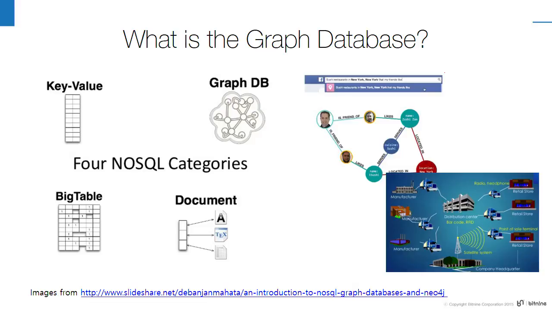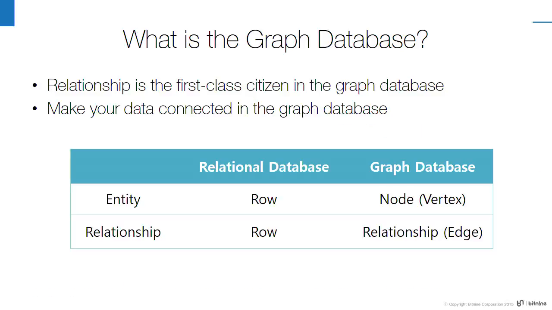Okay, what is the graph database? It is one category of NoSQL DBMS. Graph database is an optimized system for handling complex connected data like social network and supply chain management. But the graph database usages are not limited to these network data. Graph database uses the graph data model.